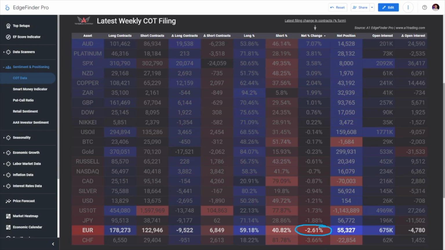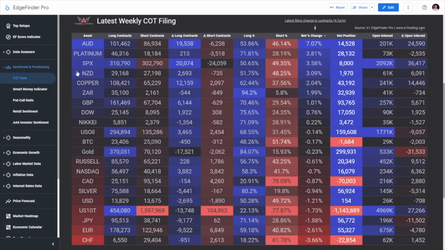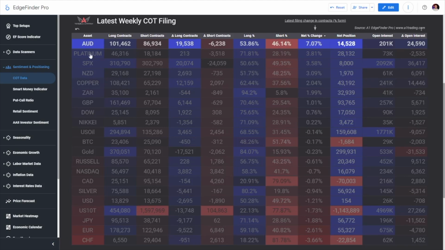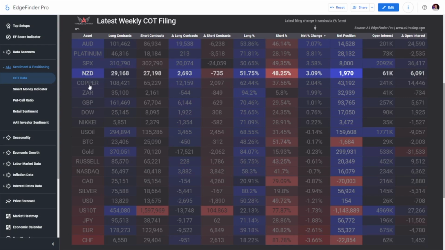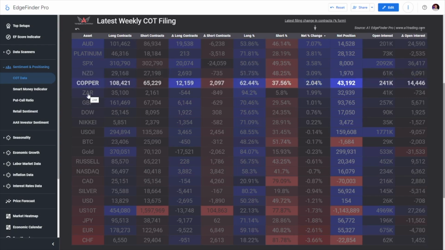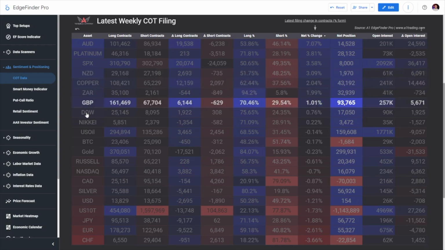So what I like to look at when I'm trading is I basically come in here and I say, well, I want to see which things they bought the most aggressively and which things they sold the most aggressively in the latest filing. So as a current example, they bought a lot of the Australian dollar, they bought platinum, they bought SPX, or the S&P 500, the New Zealand dollar, copper, South African rand, the British pound, the Dow Jones, the Nikkei, and those are all the different things that they bought, in descending order from most aggressively bought.